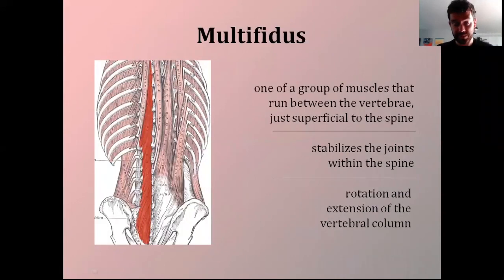So this is the multifidus muscle. It's one of a large group of muscles that run between each of the vertebrae, very superficial to the spine. Essentially it works on stabilizing the joints within the spine. Each of those vertebrae, it helps keep them in place and keeps them stable because they're shifting all over the place. The big movement purpose of this muscle is the rotation and extension of the vertebral column. So those little movements when you're standing up nice and tall, or doing a little bit of rotation in your daily things, this is the muscle that we want working.